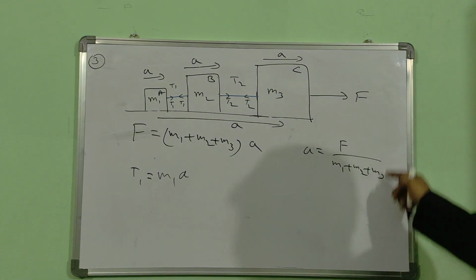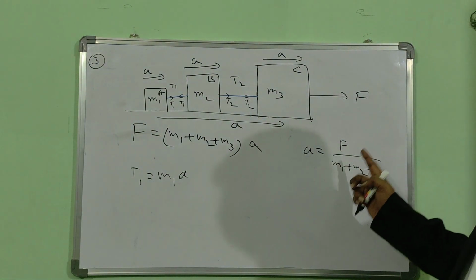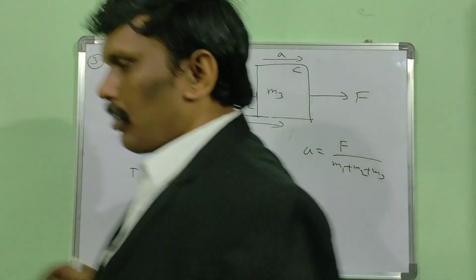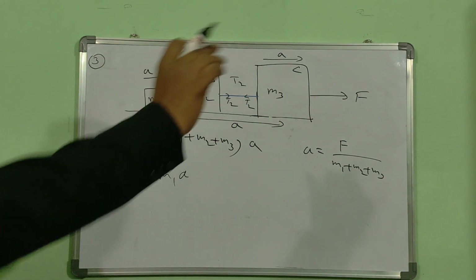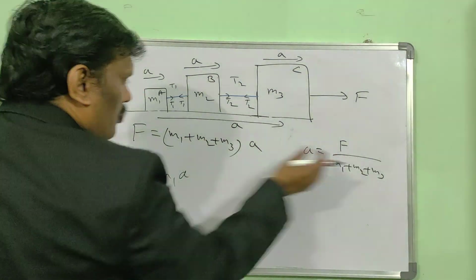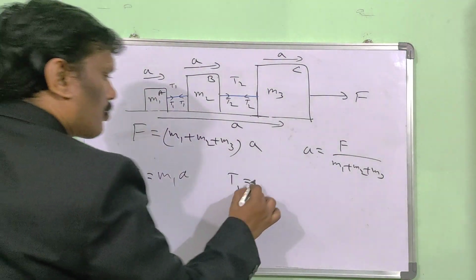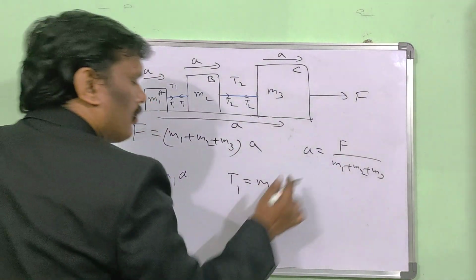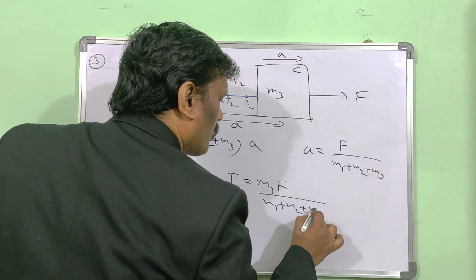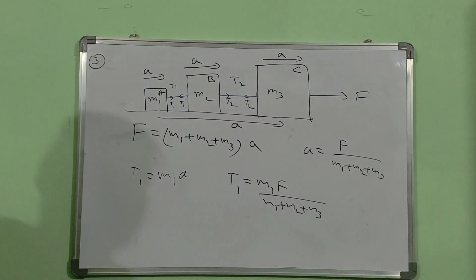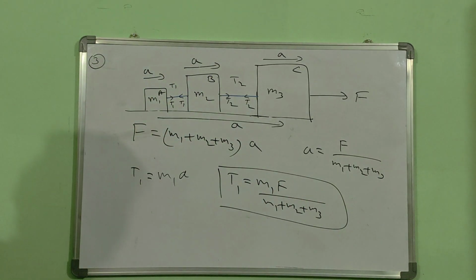Calculate the acceleration by using this formula, because all are moving with the same acceleration, and substitute it here. You are going to get the tension T1 simply. Sometimes in the options, you will be given the substituted formula, so we need to remember that formula also. That is T1 is equal to M1 into A, which is F upon M1 plus M2 plus M3. That's all. This is the formula. Directly we can calculate tension T1.